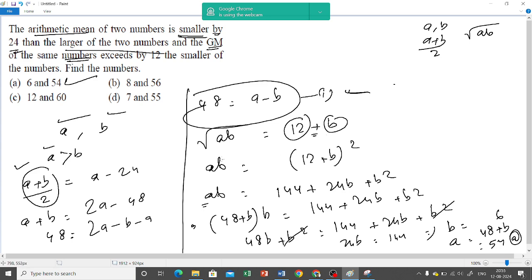Now what did we do? Squaring both sides, because it is under a square root. So ab is equal to 12 plus b whole square. What is 12 plus b whole square? a square plus 2ab plus b square. What is going to be a is going to be 48 plus b, and then outside we have b. Now you open the bracket and solve it, see, it easily gets solved, b comes out to be 6. Put the value of b here, and a comes out to be 51.